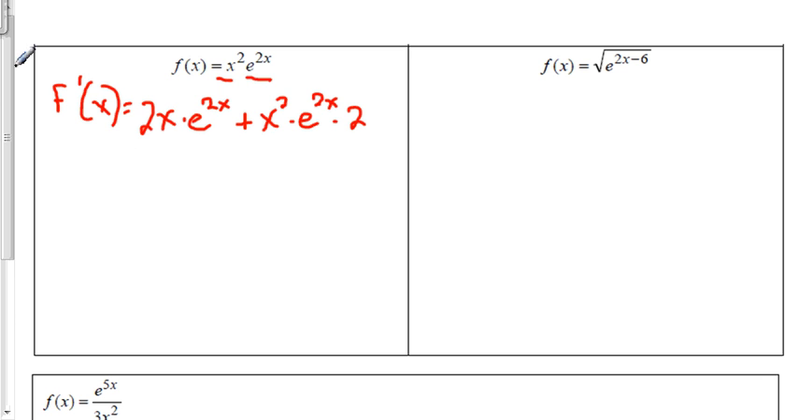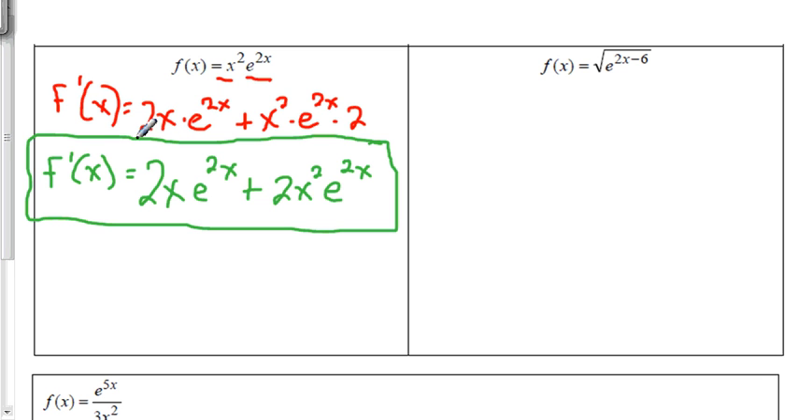Now let's simplify these. And when I simplify, I get 2x e to the 2x plus 2x squared e to the 2x, and that's my final answer. So those are not like terms, and I could factor out an e to the 2x, but that's not going to be simplified. So we'll leave it like this.